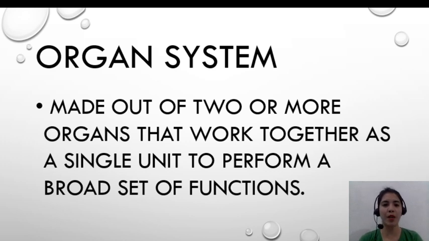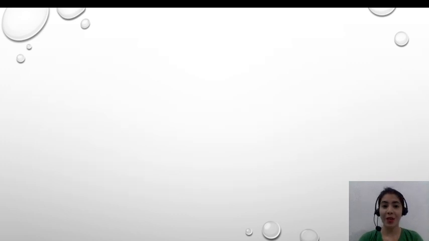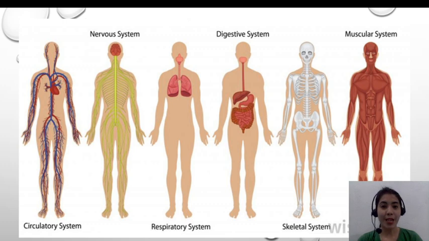So, ano yung mga example natin ng organ system? Kung organs, meron tayong example ng heart. Organ system, meron tayong circulatory system because they are a group of organs. Okay? Meron tayong nervous system, respiratory system, digestive system, skeletal system, and muscular system. Ibig sabihin, mga pinagsama-sama silang organ para makapag-work sila ng mas maayos. Okay, so that is organ system. They perform a specific task inside our body.